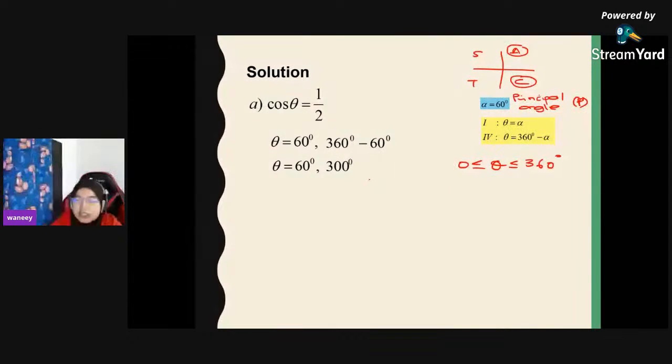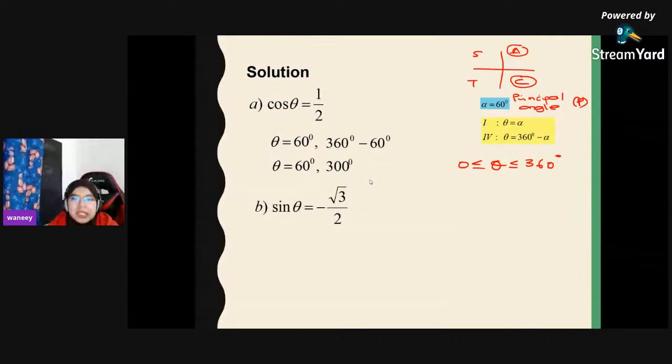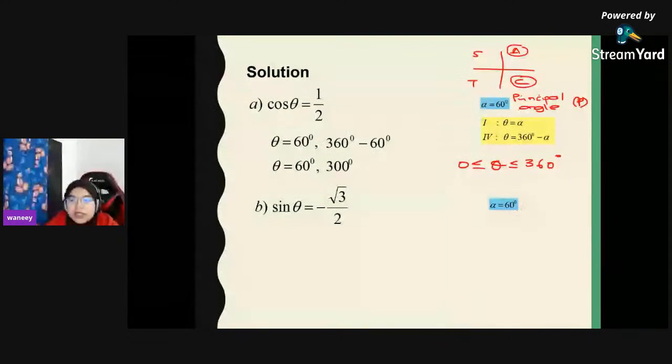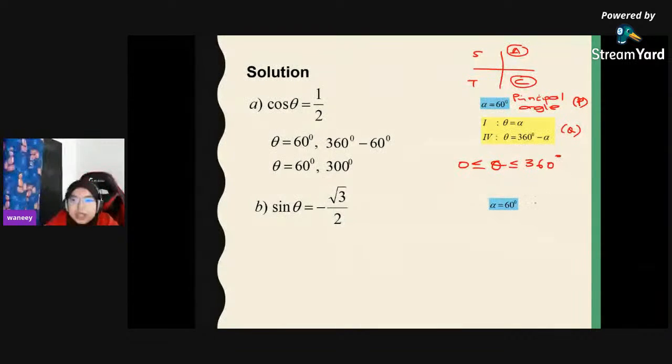Okay, so let us start with the next one. Sine theta is equal to negative square root of 3 over 2. Firstly, find your principal angle first. So this is the principal angle. Right, so ASTC.